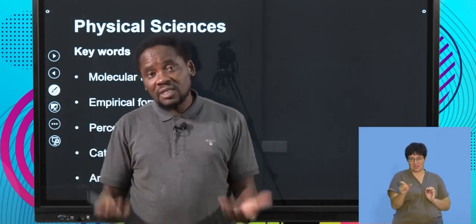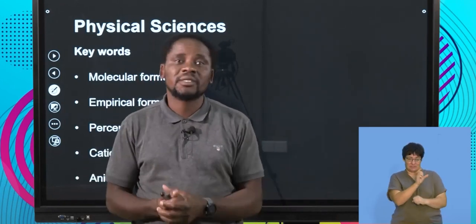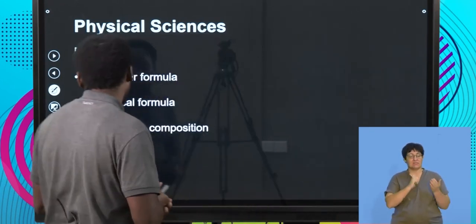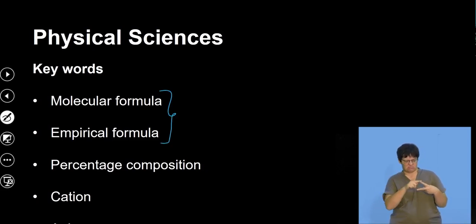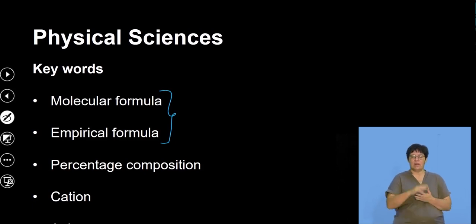Some of the terms that we'll use once too often in our discussion for today are as follows. We'll talk about the molecular formula. How is it different from empirical formula? So these two are types of formulae that describe compounds or substances, okay? Then we'll talk about percentage composition, cation and anion, amongst a host of others, but these are the ones that we shall be using more often than others, right?